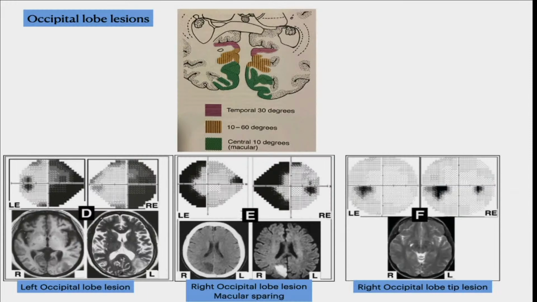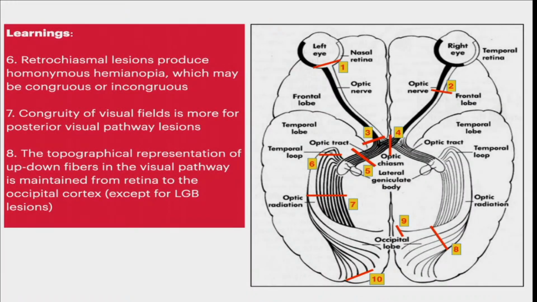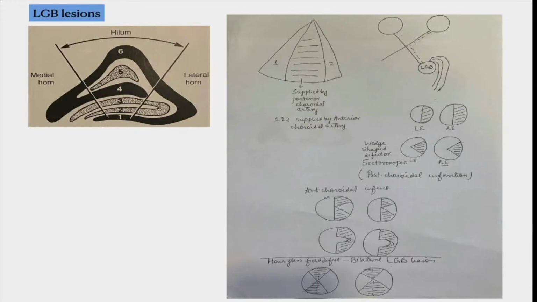So this is what I was trying to tell you, that there is a topographical arrangement in the occipital lobe. The tip controls the macular fibers, and then you have different parts. If they get selectively involved, then you can have all these kinds of fields in the occipital lobe. So the learnings are that the more posterior you go, the more congruous the field becomes, and the up and down arrangement, as we just saw in the previous example.